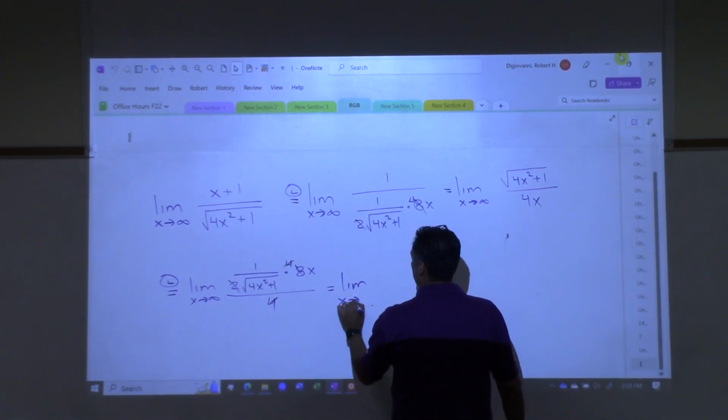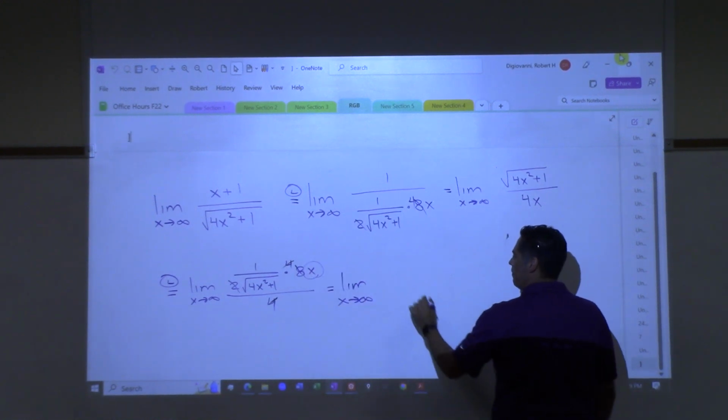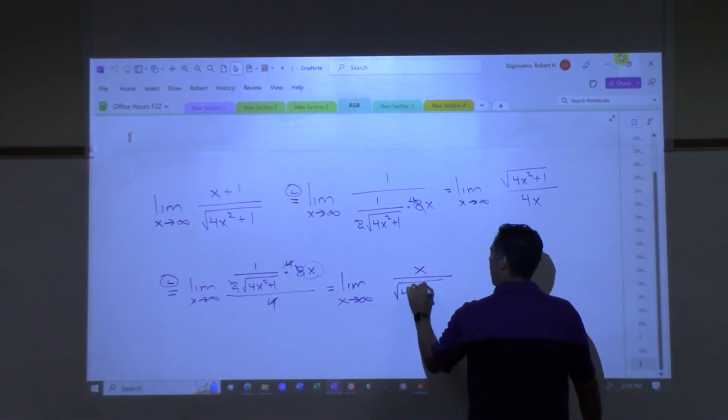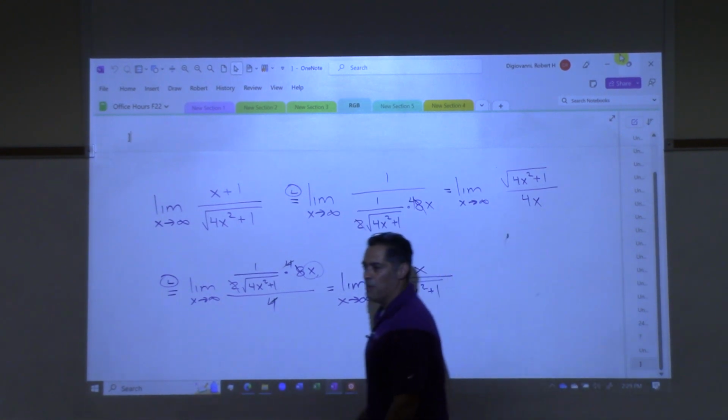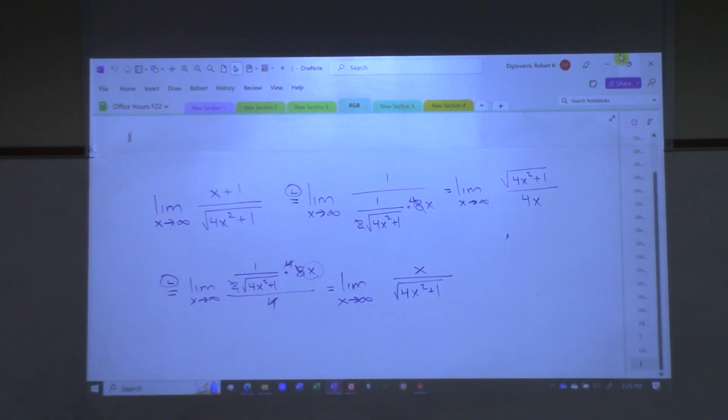Almost. You have something more than 1 up top. What do you have up top? That x is still there, isn't it? So you have x over the square root of 4x². Seems like we're not getting anywhere, right? All we did was get rid of the 1.